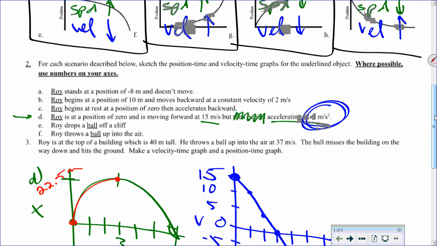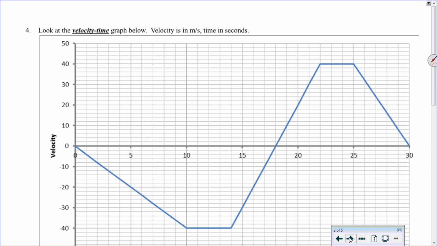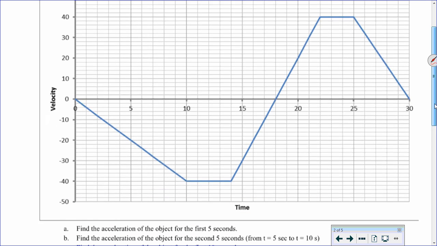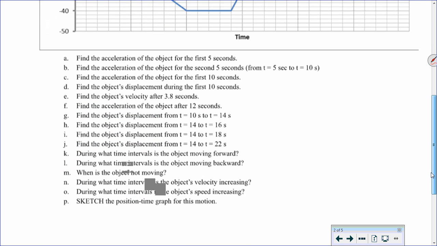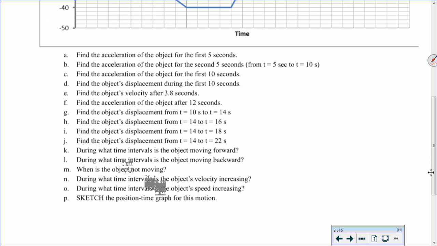Okie dokie. Number 3 is basically the same. Okay, graphs. Here we go. Answers were on the sheet. One tiny little mistake: my answer to letter N is 100% wrong.